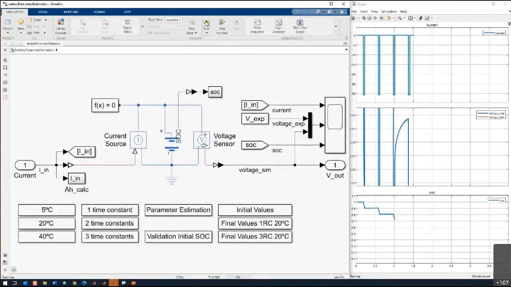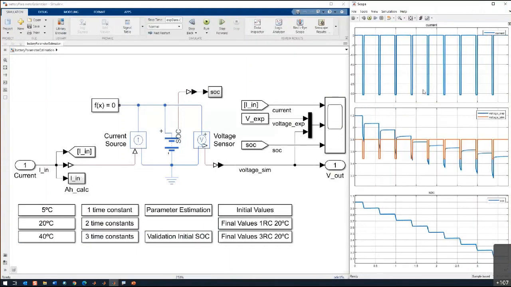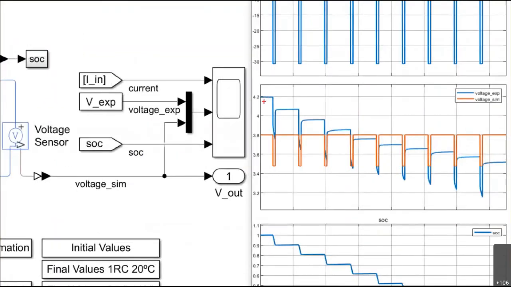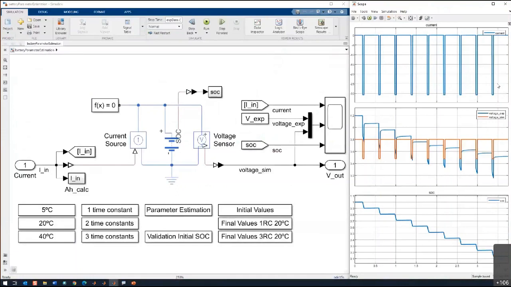So if I run the model, you will see that when I compare experiment with simulation before doing the calculation of the parameters, the result is not good, right? The blue is the experiment, the orange is the simulation, and they don't match because the parameters are incorrect. So parameter estimation is about using an optimization routine to minimize the difference between where I am and where I want to be, right? The optimizer in MATLAB is going to try to change the values of the parameters of the equivalent circuit so that this simulated voltage looks more like my experimental voltage. So that's called parameter estimation, and it's basically a technique to combine simulation and optimization.